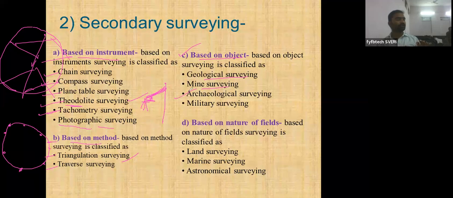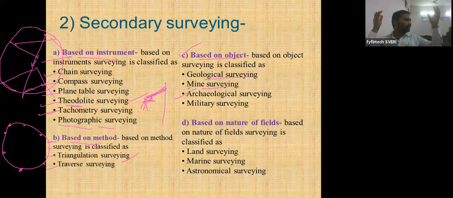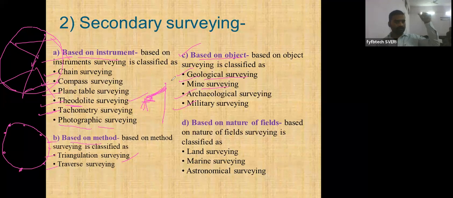Then archaeological surveying. Think that there is one studied in the archaeology department. The sample may be 200 years old, and I have to study its features. It means which type of surveying is used? Archaeological surveying is used. There is an archaeological department also. Then military surveying. The survey which is used for military purposes is called military survey. So these are objectives. So what are the ones based on objectives? Geological survey, mine survey, archaeological survey, and military survey.